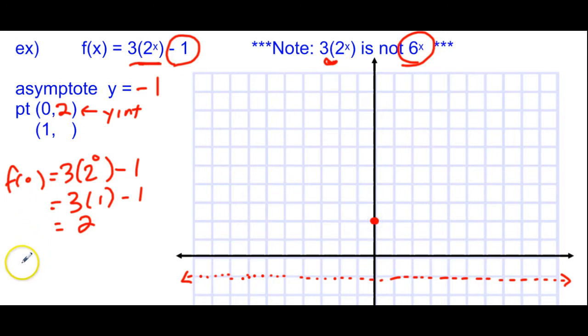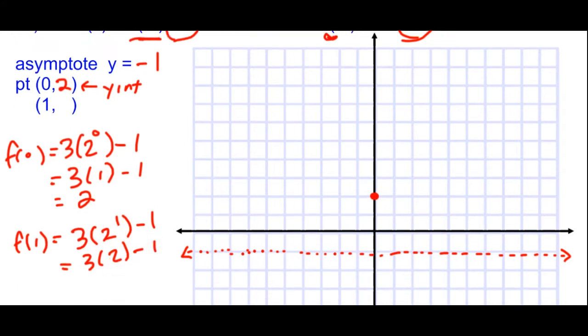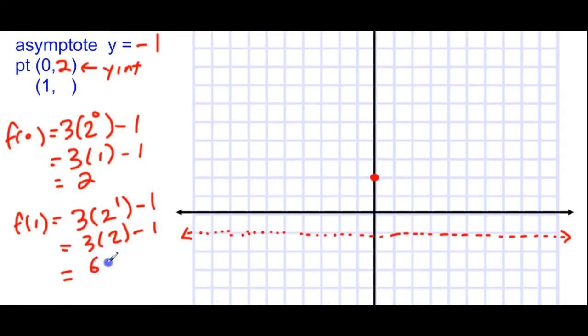The next point, f of 1. We're going to plug that in for x. So it's 3 times 2 to the first power minus 1, and that equals 3 times 2. Again, do the exponent first. So 3 times 2 minus 1. That's going to give us 6 minus 1, which is 5. So our point 1 comma 5 is the next thing we have to plot. So this is 1, 1, 2, 3, 4, and 5.